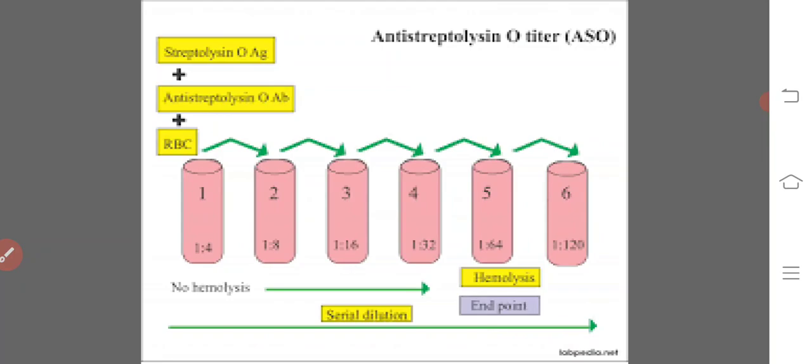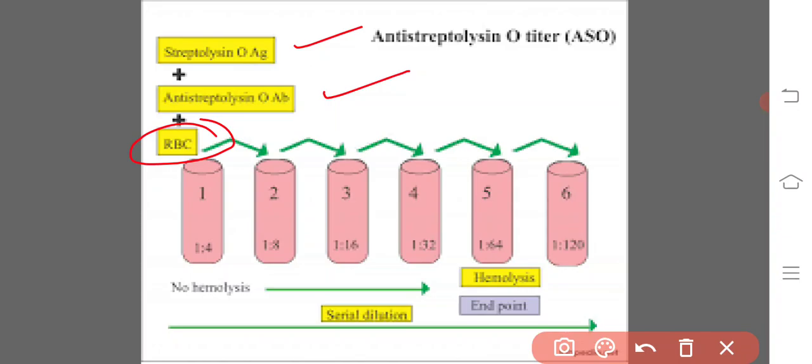And antistreptolysin O titer, or ASO. Here streptolysin O is the antigen. Antistreptolysin O is the antibody. For the indicator system we have used RBC. So here we use the serial dilution method: 1:4, 1:8, 16, 32, 64, double dilution. And from left side to right side, there is hemolysis, where we will find out the end point.